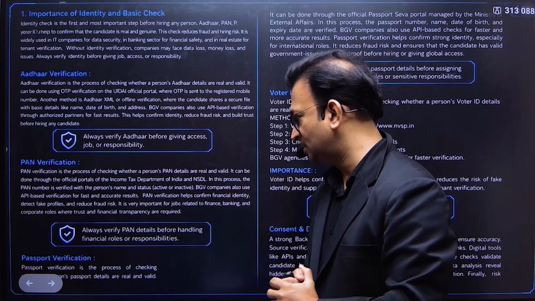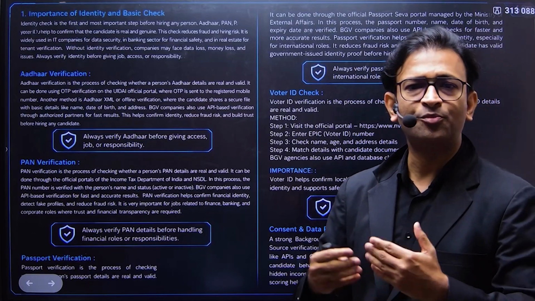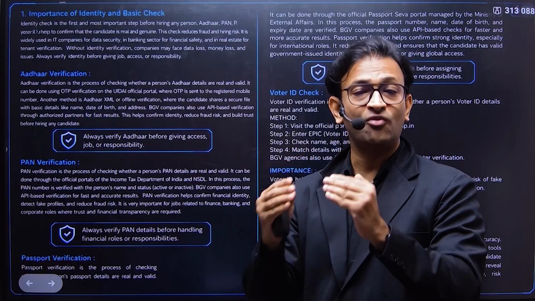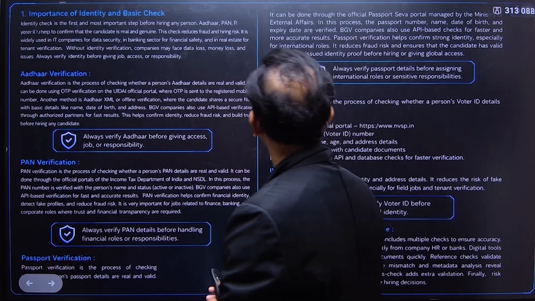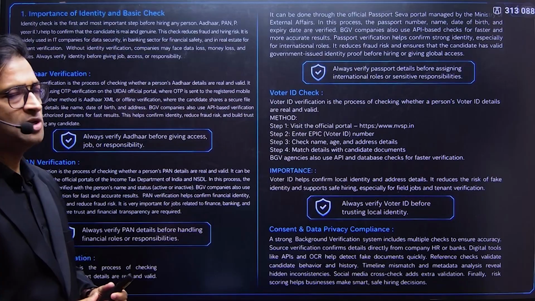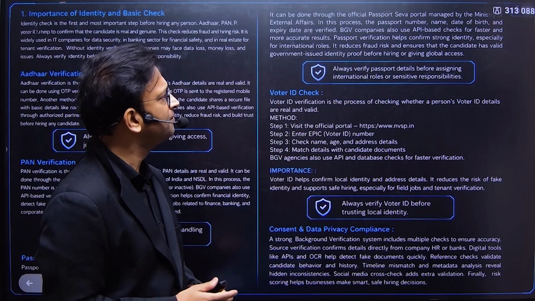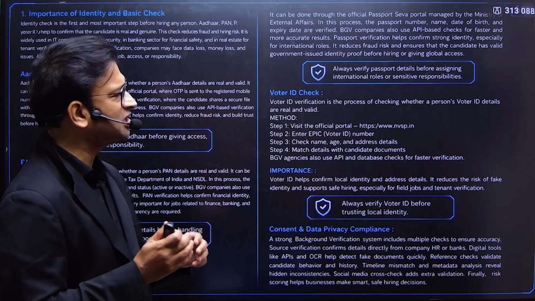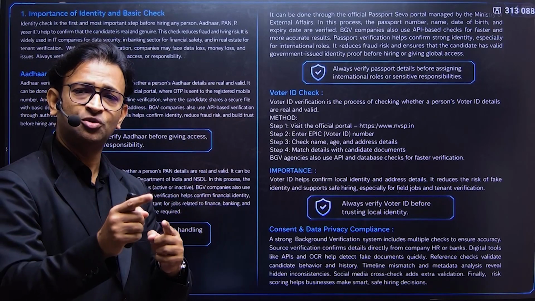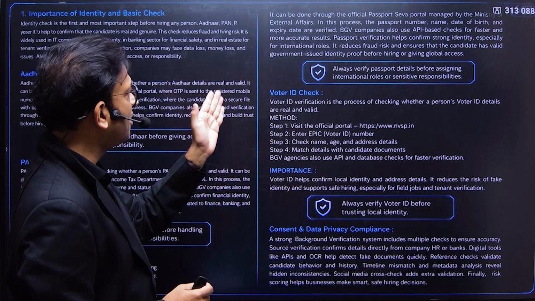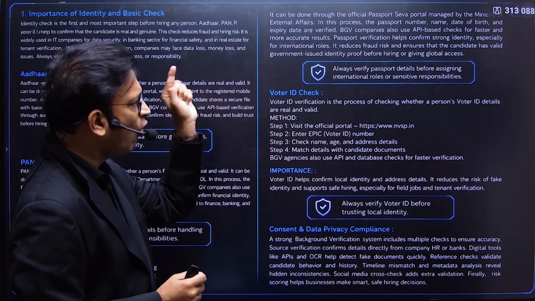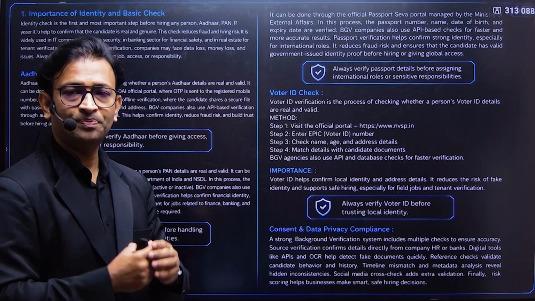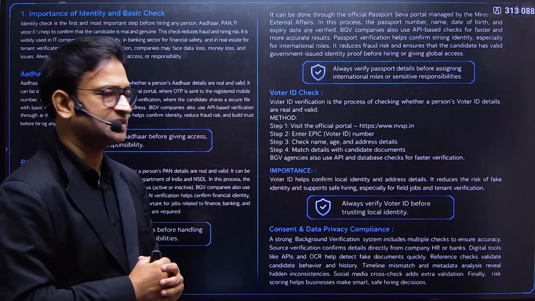Passport verification. Passport verification is the process of checking whether all the details in the passport are correct or not. It can be done through the official Passport Seva portal or by the Ministry of External Affairs. In this process, the passport number, name, date of issue, and expiry date are verified. BGV companies also use API-based checks for faster and more accurate results.